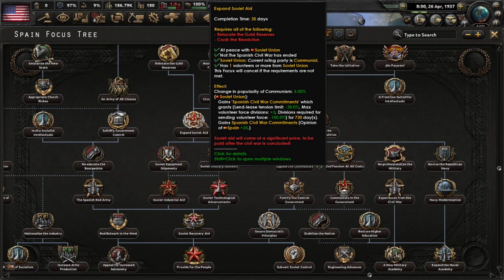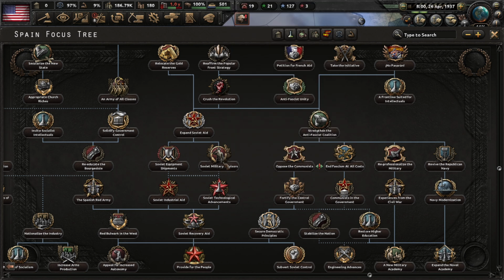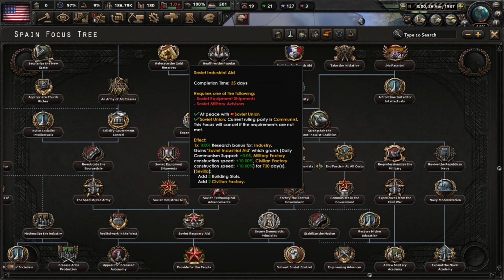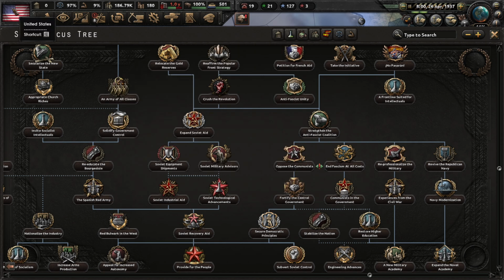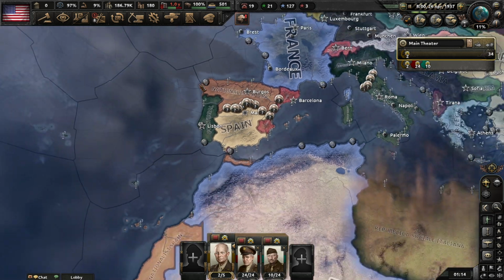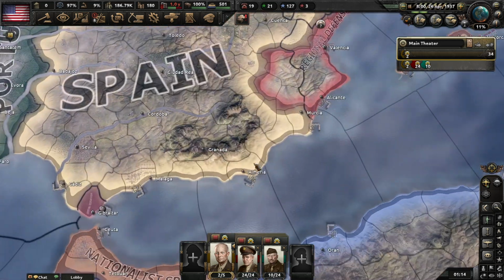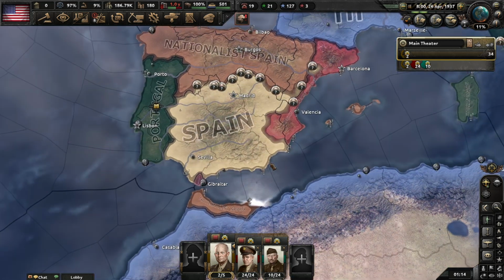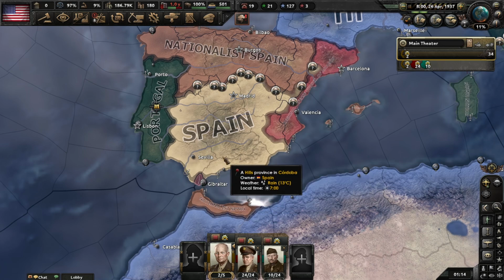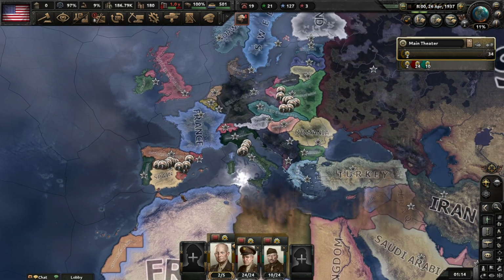This requires that they're at peace with the Soviets. The Spanish Civil War hasn't ended, and the Soviet Union is still communist, so they can actually do it while the Soviets are in the middle of a civil war, I think. Isn't Trotsky also communist? Yes. So if the Civil War ends too quickly, they won't take the full Soviet aid. If they don't take all the Soviet aid focuses, they won't be able to access.